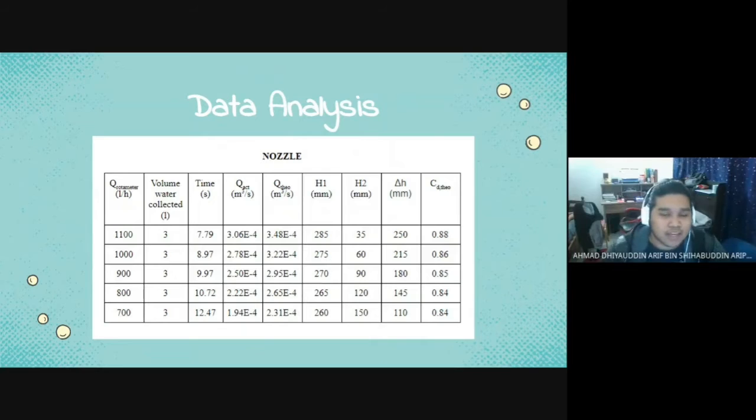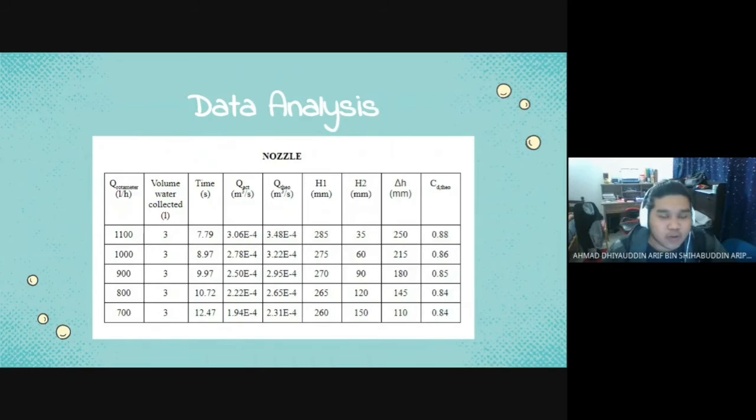Thank you, Aina. Back to me again, Darren, for the data analysis. For this experiment, we have 3 sets of tables for the 3 flow meters, which are nozzle, orifice plate, and venturimeter. For each table, we have 9 columns: Q rotometer, which is in liter per hour; volume of water collected, which is in liter; the time, which is in second; actual flow rate, which is in meter cube per second; theoretical flow rate, which is also in meter cube per second; the H1, H2, and the difference in H, which is in millimeter; and the coefficient of discharge, which is unitless.